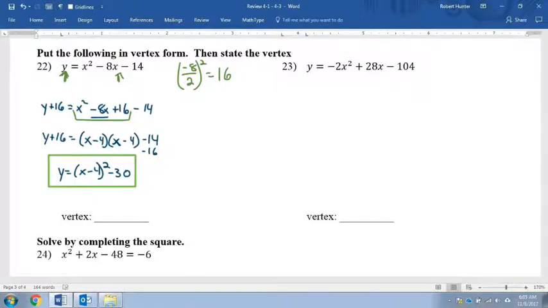Okay. Oh, and then state the vertex. Okay. Vertex is at 4, negative 30.